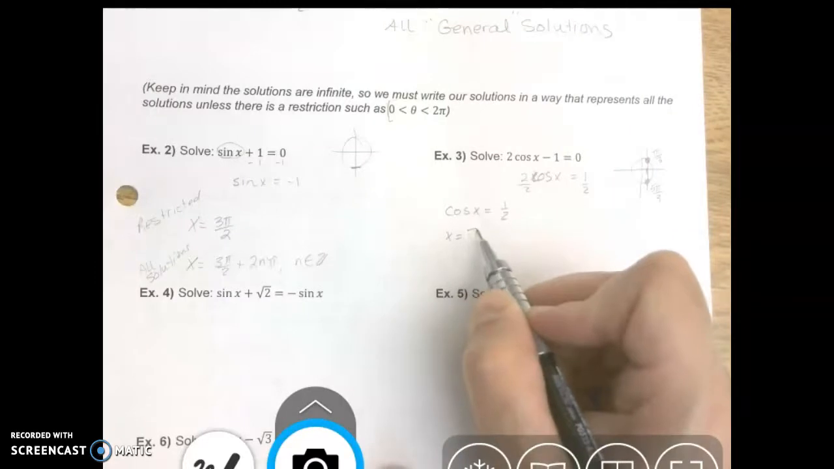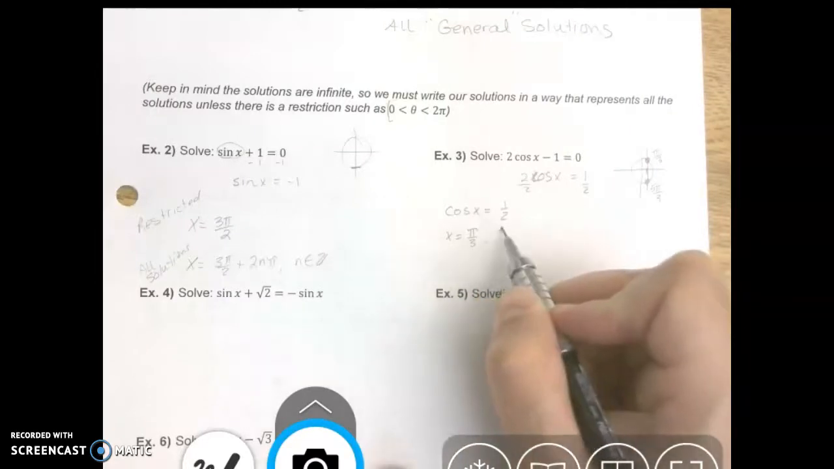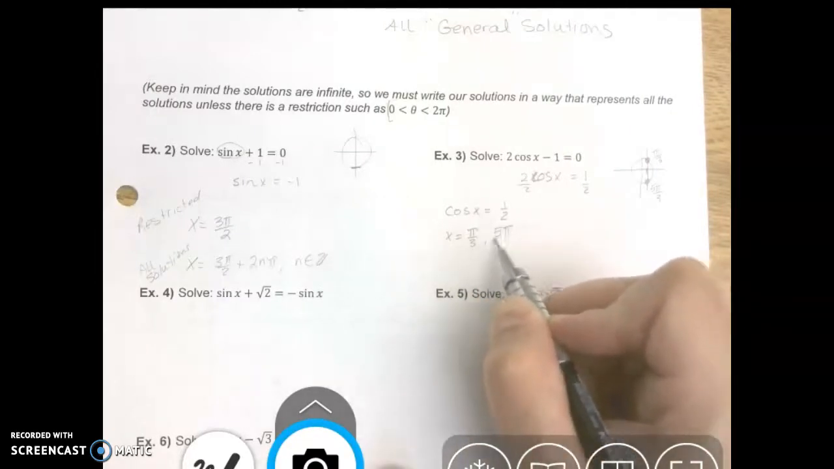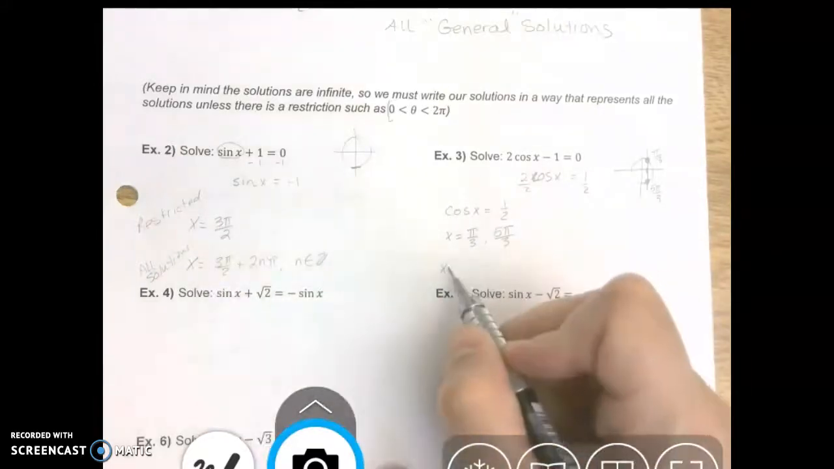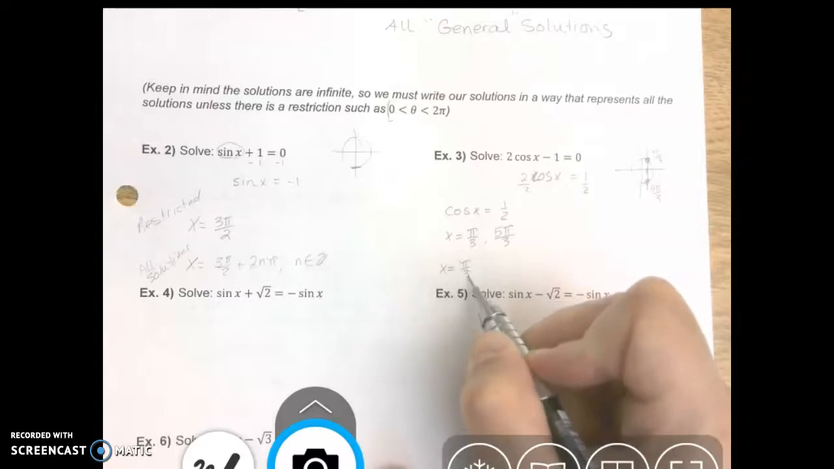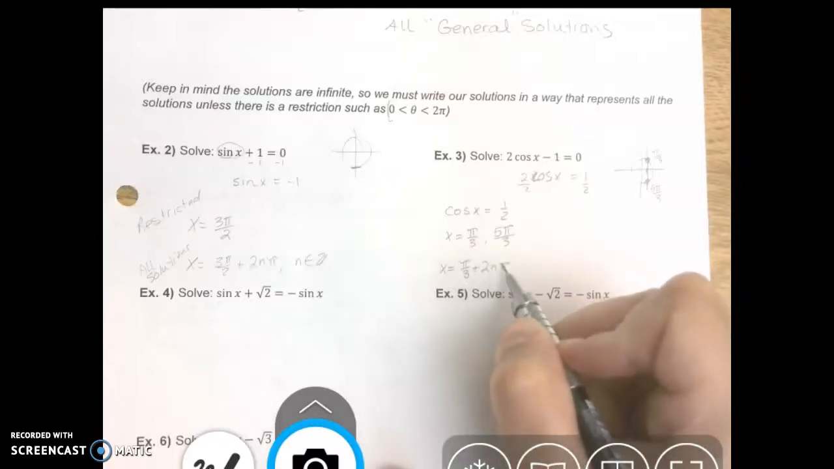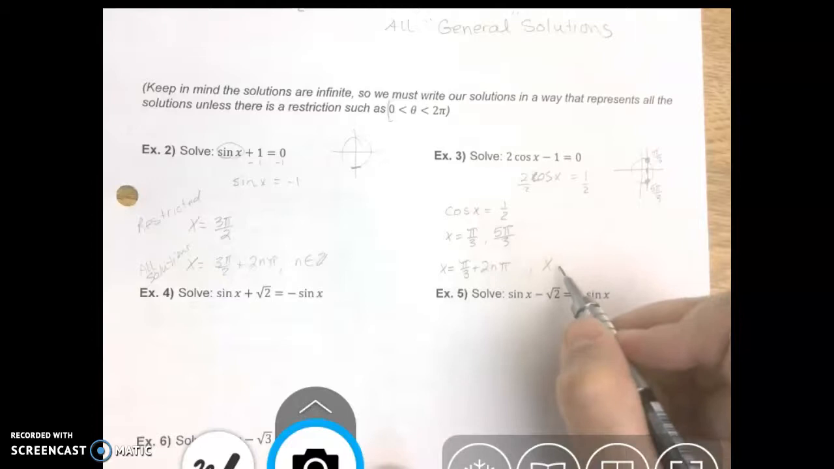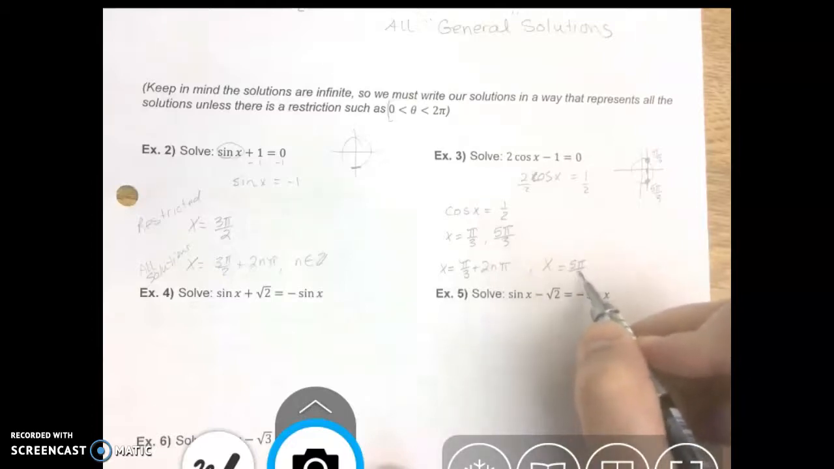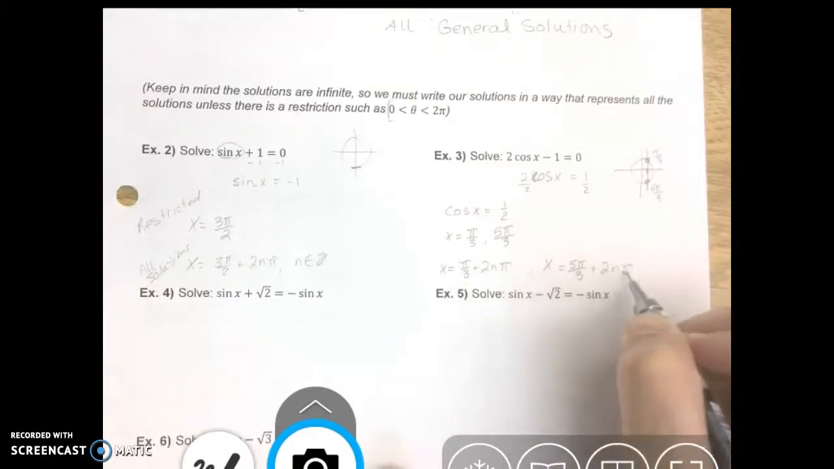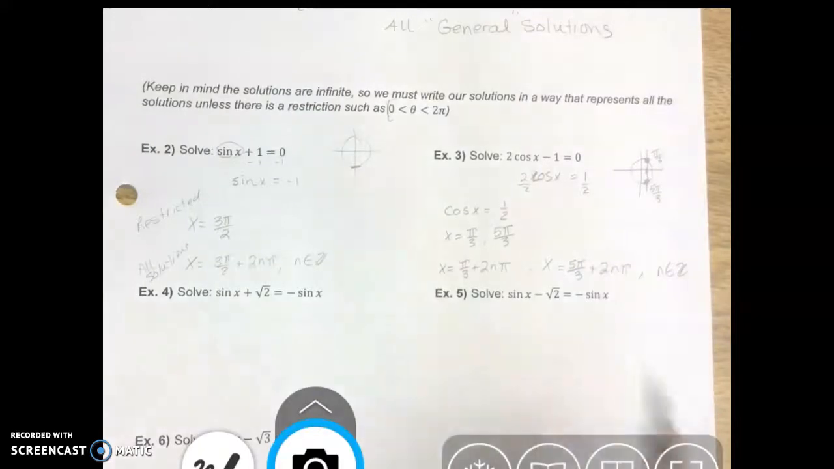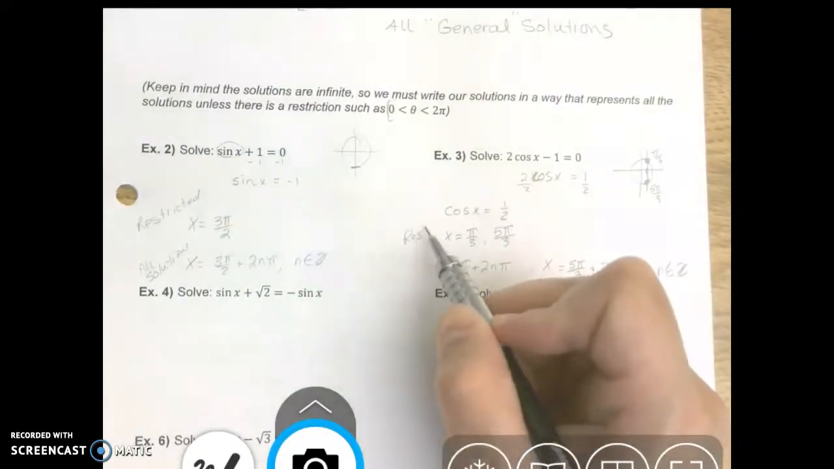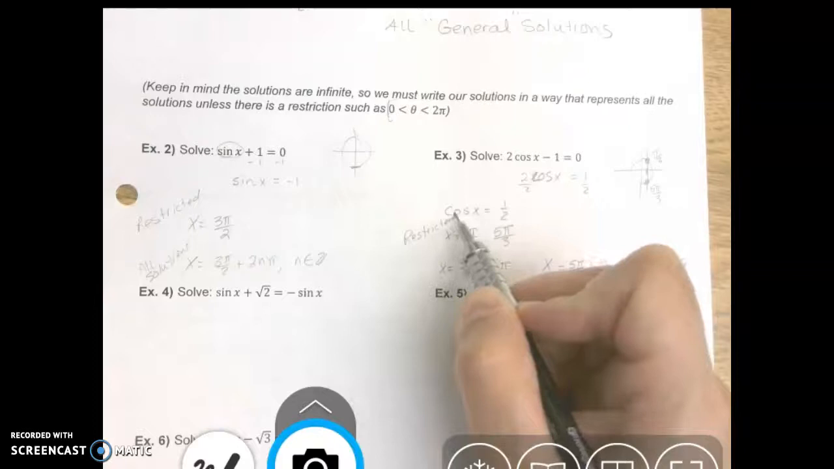So x is going to be pi over 3 and 5 pi over 3. Or I could write the all solutions as x being pi over 3 plus 2n pi, and x is also 5 pi over 3 plus 2n pi, where n is an element of the integers. Okay, so these are restricted, and these are all solutions.